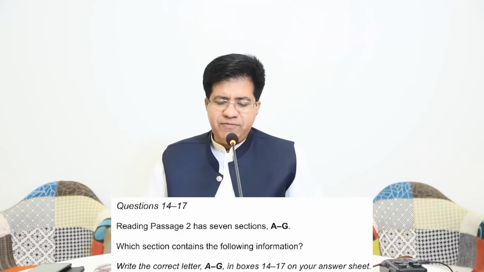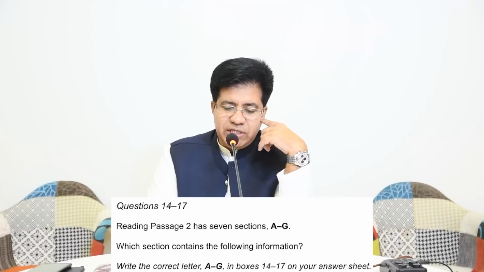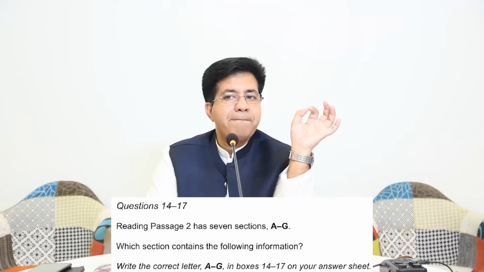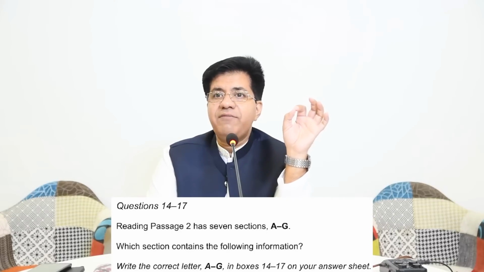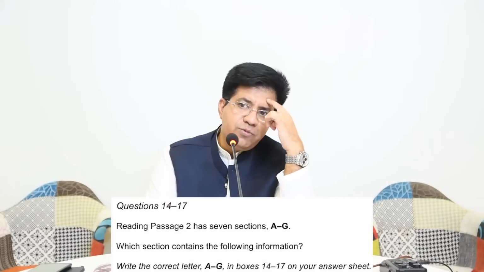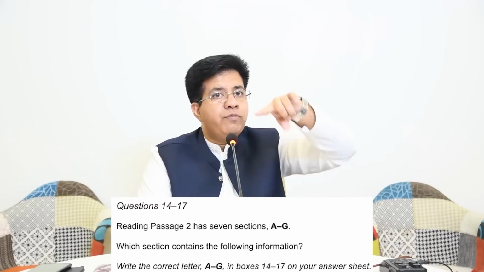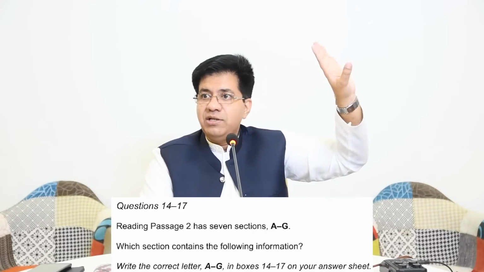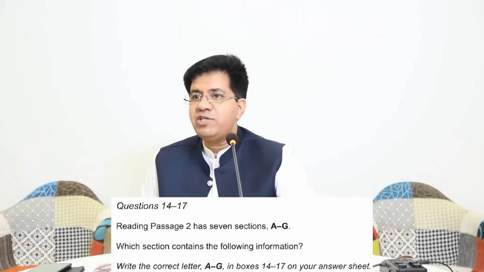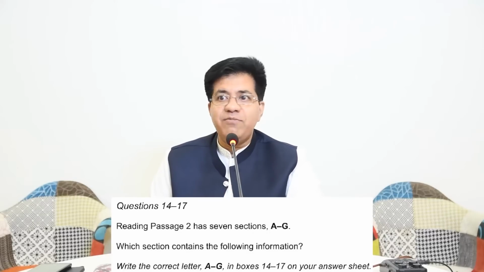Now we come to questions, please. Questions 14 to 17. Reading passage 2 has 7 sections A to G. Which section contains the following information? How many questions are there? 14 to 17. And these 4 questions are more than enough to confuse you altogether. You know why? For 4 questions, you will have to move around the full passage. You will have to scan around here and there, everywhere. And these 4 questions will take your sacred, important time, and time will be wasted.